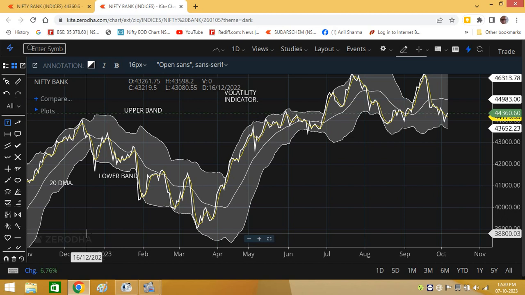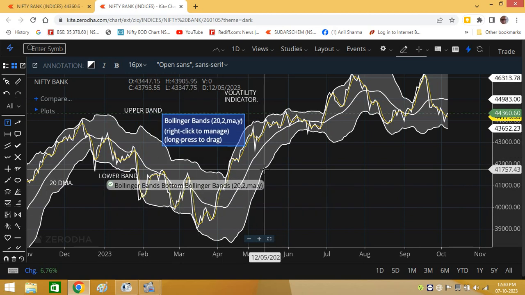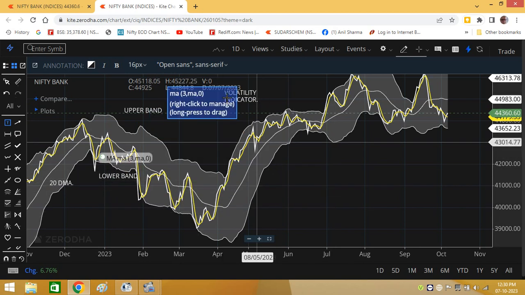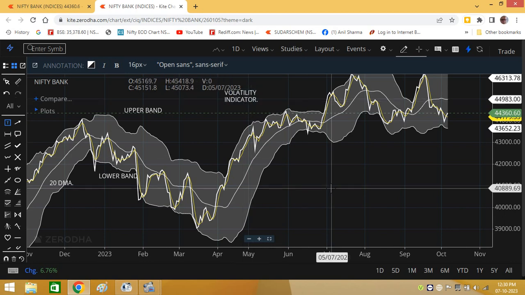Friends, today we will talk about one of the magnificent indicators, that is Bollinger Band. You can see this Bollinger Band here very well. Now, Bollinger Band actually is a volatility indicator. That means whenever there is volatility in the price, this indicator works very well in the volatile market.